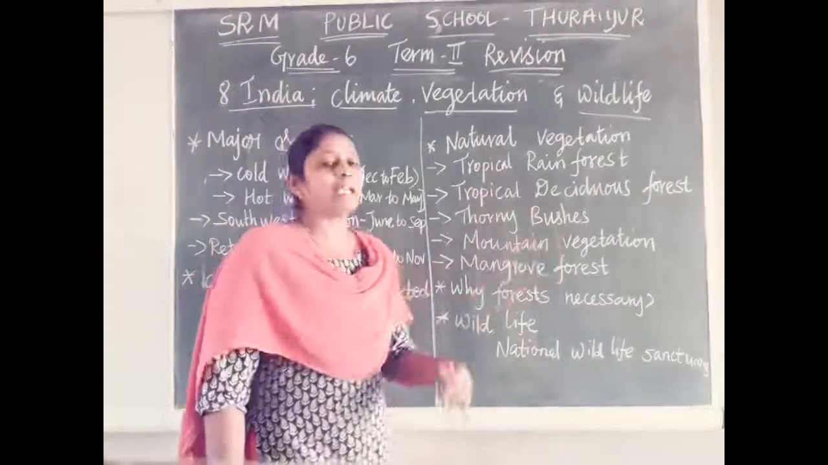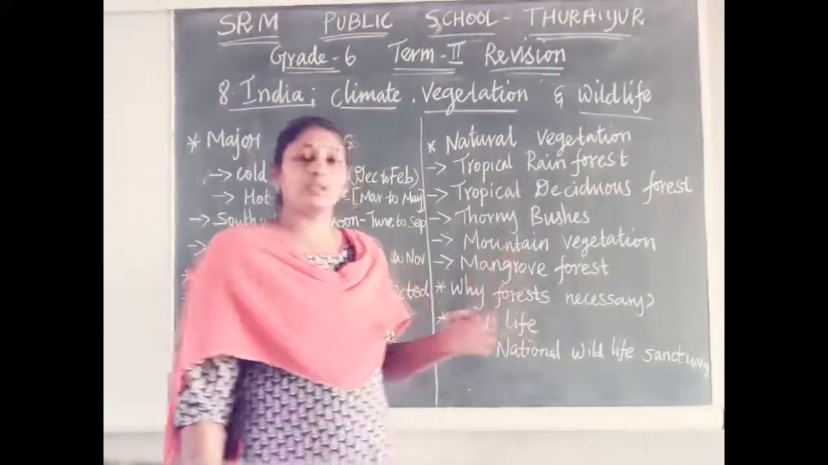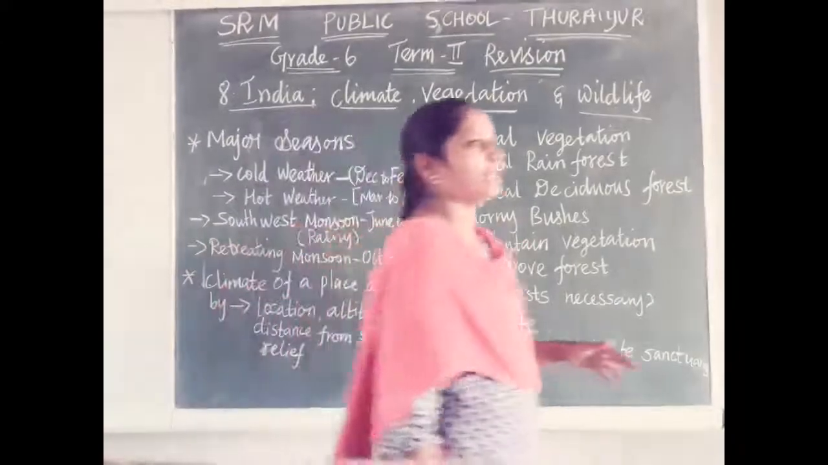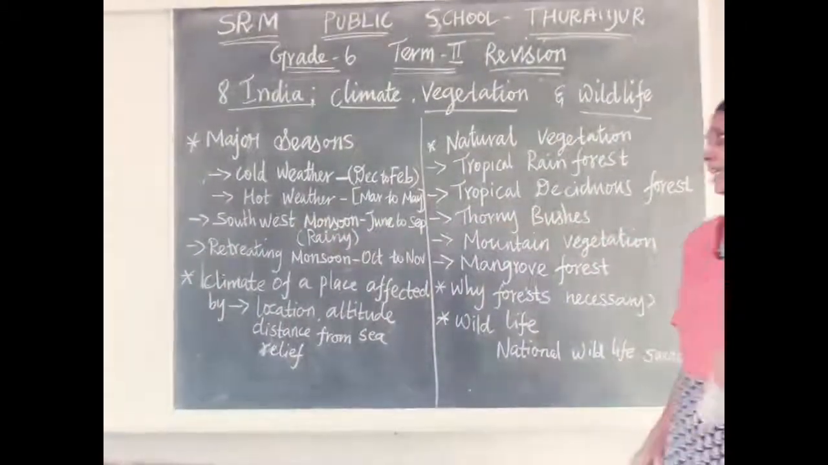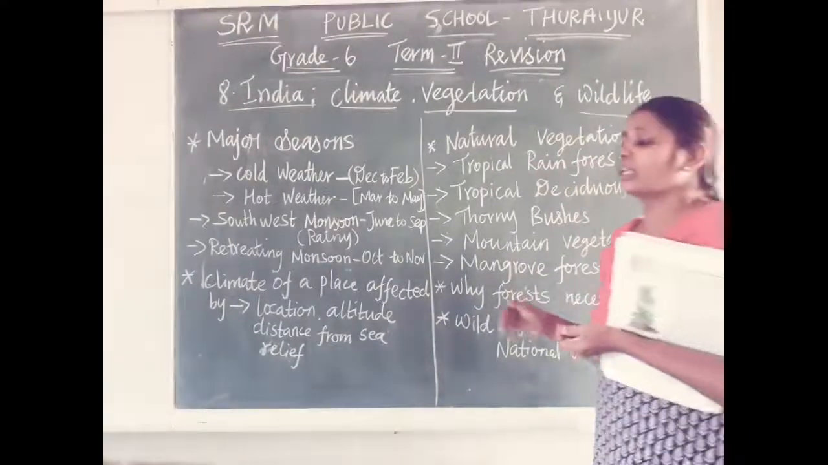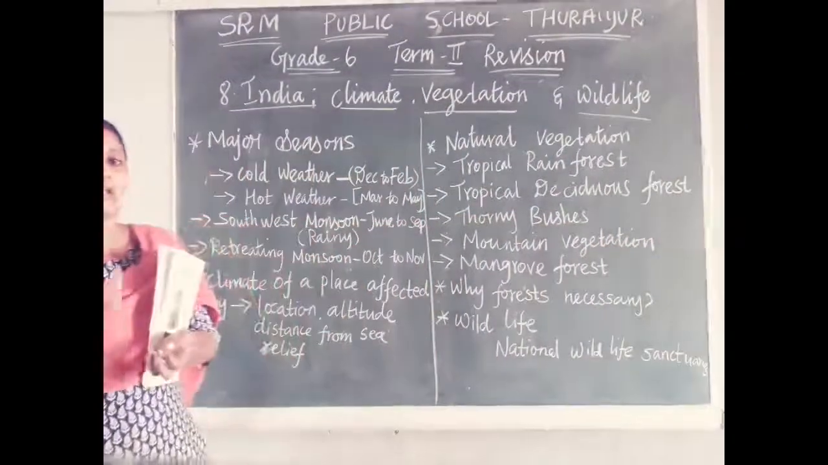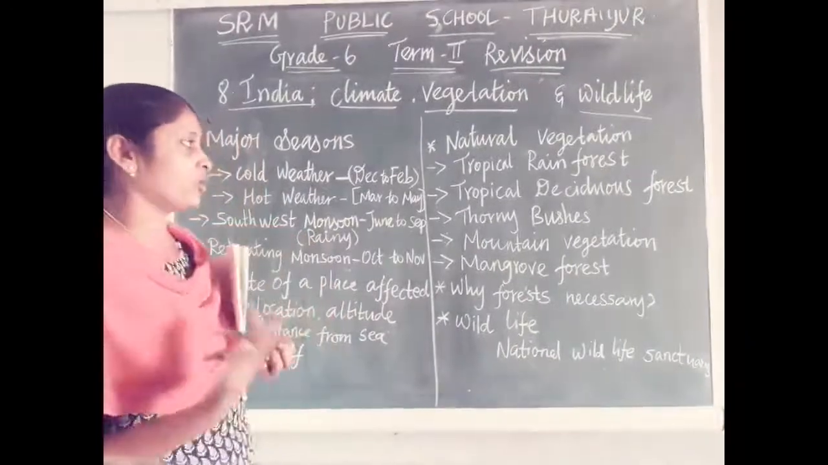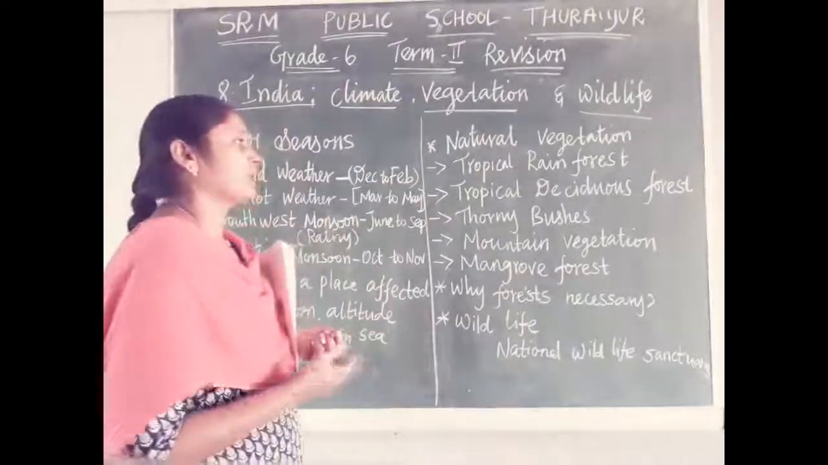Tropical rainforest: what does it mean? It is also called tropical evergreen forest. It is called rainforest because the region where this forest exists receives heavy rainfall, very good rainfall. Particularly, this region receives rainfall almost all day. That's why it is called rainforest.